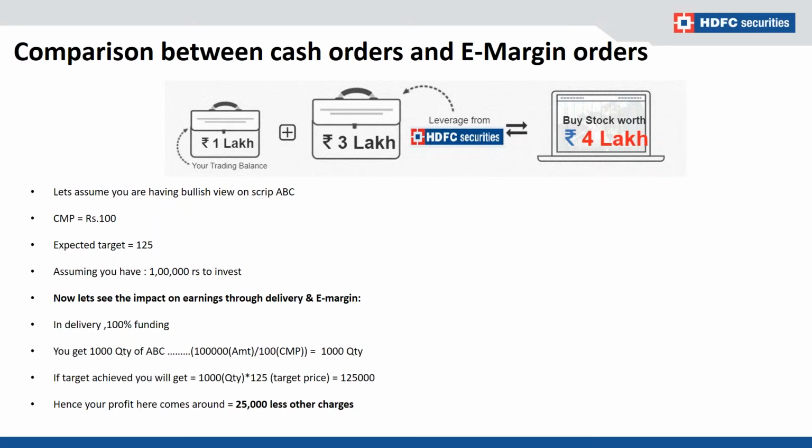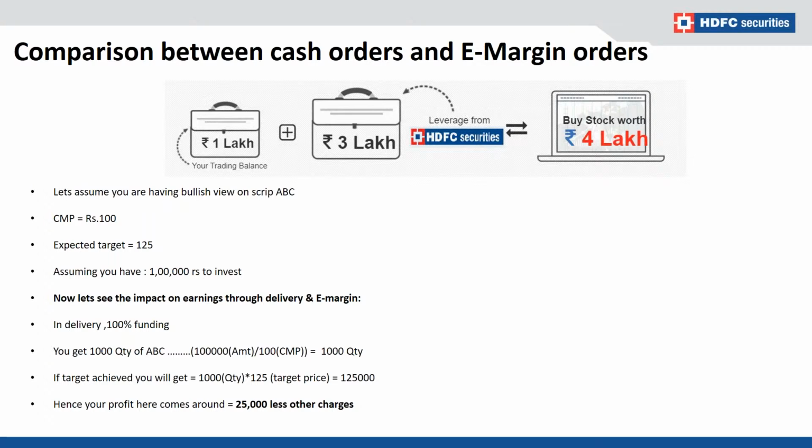1000 quantity into 125 comes to 1,25,000. That means the customer made a profit of 25,000 rupees, less the brokerage and minus the charges. So the customer will be able to earn 25,000 rupees. That will be the profit for the customer in this cash transaction.